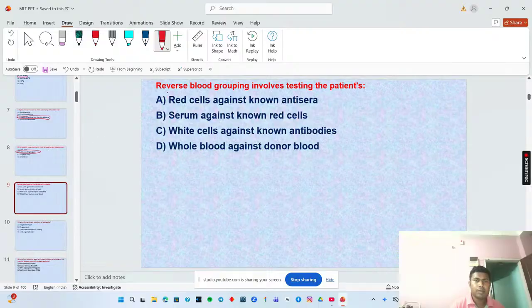Now, reverse blood grouping involves testing the patient's serum against known red cells. In reverse blood grouping, we test the patient's serum against the known red blood cells, and in forward blood grouping, we test red cells against known antisera.